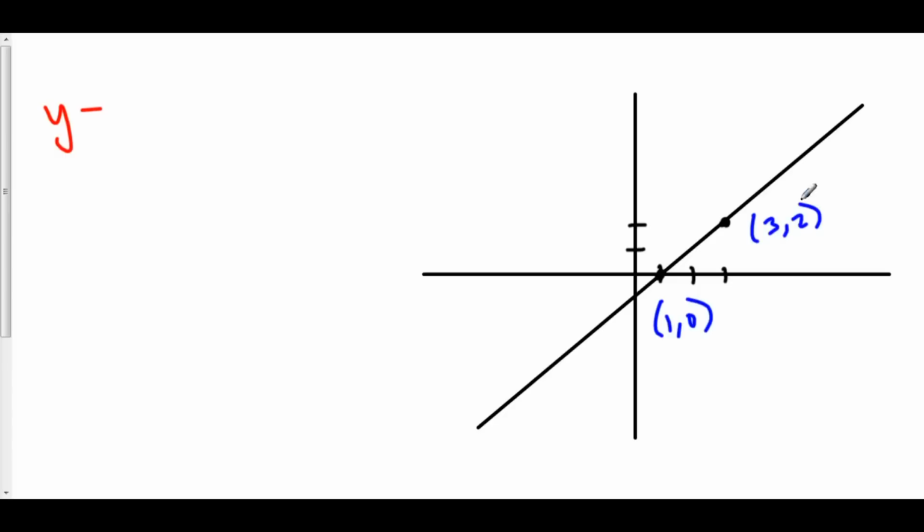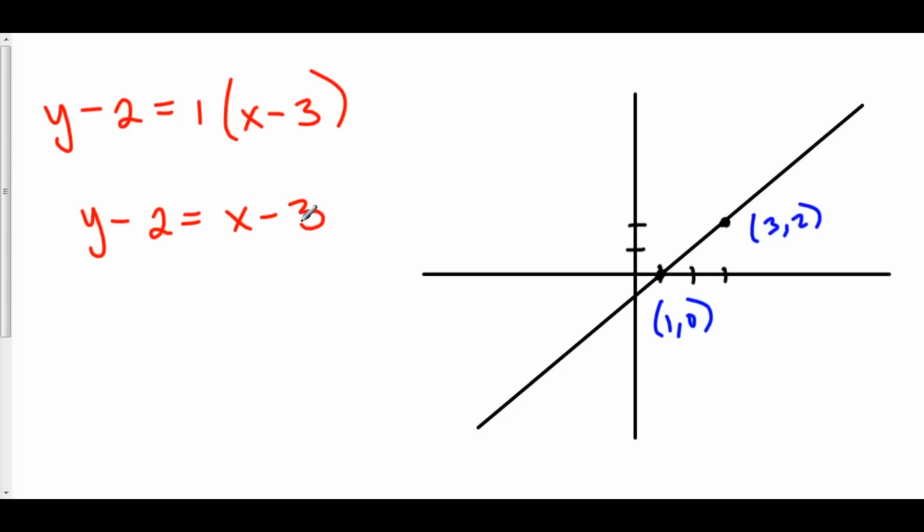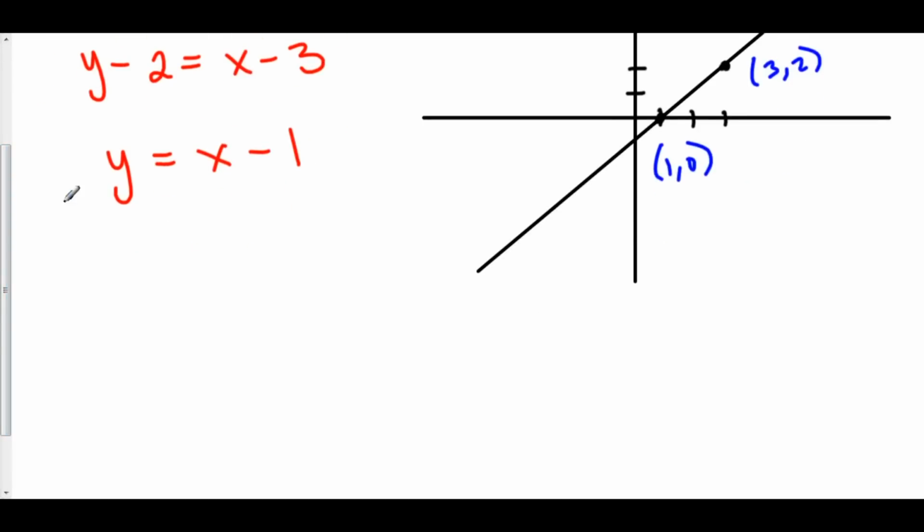y minus y1, which is 2, equals m, still 1, times x minus x1, which is 3. We can distribute the 1, so we have y minus 2 is equal to x minus 3. We can add 2. y is equal to x minus 1. Then, of course, we can turn this into standard form by moving our x over. So we have negative x plus y is equal to negative 1. And we can multiply both sides by negative 1, yielding x minus y is equal to positive 1.